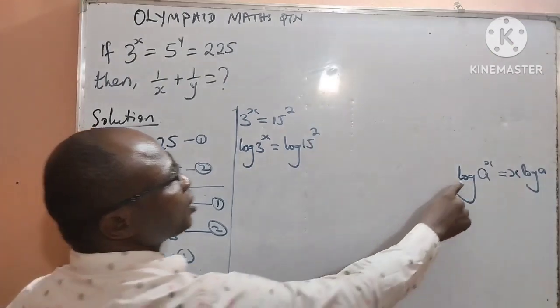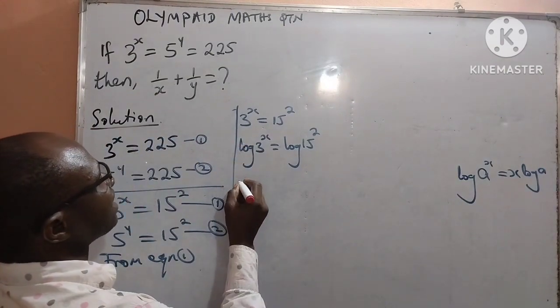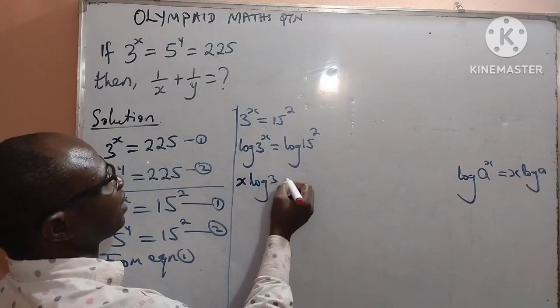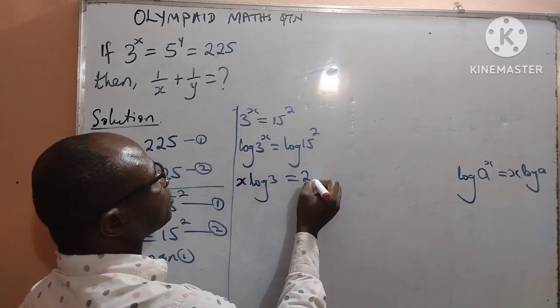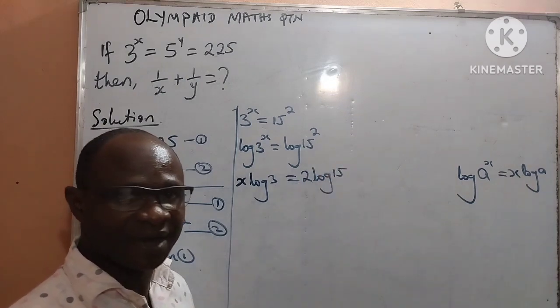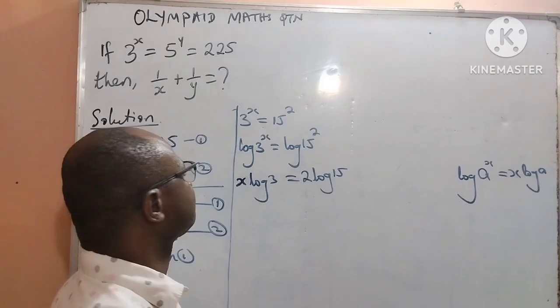I am going to apply this rule in logarithms, meaning by the left hand side I shall now have x times the logarithm of 3. And by the right hand side, the power will move to the front to become 2, multiplying the logarithm of 15. This is what I have now. Therefore, this law is now applied.